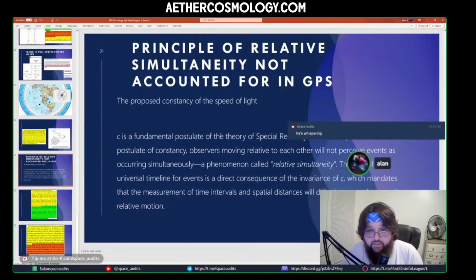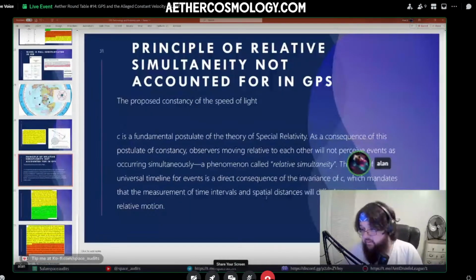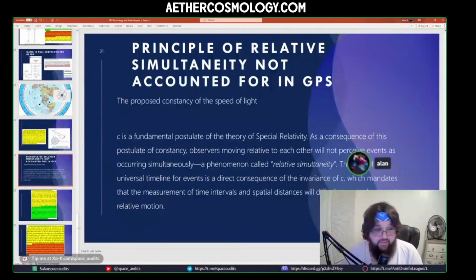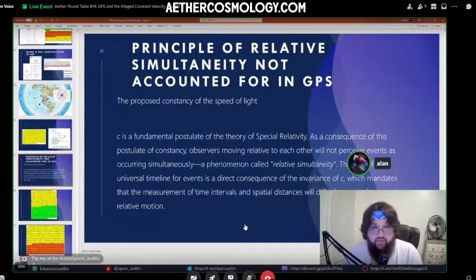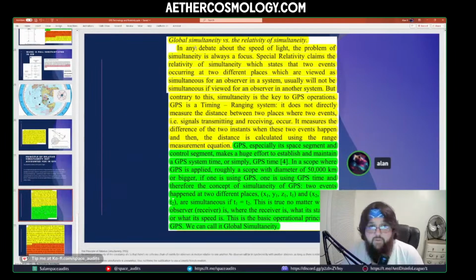C is a fundamental postulate of the theory of special relativity. As a consequence of this postulate, observers moving relative to each other will not perceive events occurring simultaneously. This phenomenon is called relative simultaneity. The lack of a universal timeline of events is a direct consequence of the invariance of C, which mandates that measurements made in time interval and spatial distances will differ between observers in relative motion. All right, cool. So GPS is definitely going to have to correct for that, right? Because even with all this other stuff that violates relativity, there at least has to be something to make this cohesive timeline work, right? Let's see what Wang has to say in his paper.